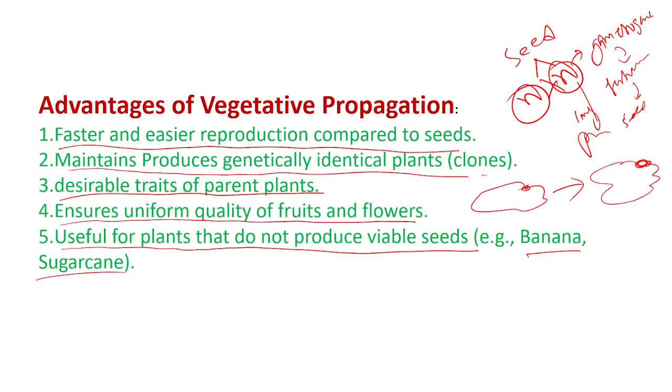But how do they produce offspring, how have they evolved and adapted in the environment? This type of plant follows vegetative propagation. Here, there is no seed formation; they only use their body parts to produce a new offspring. Using this technique, they maintain their offspring in the environment.